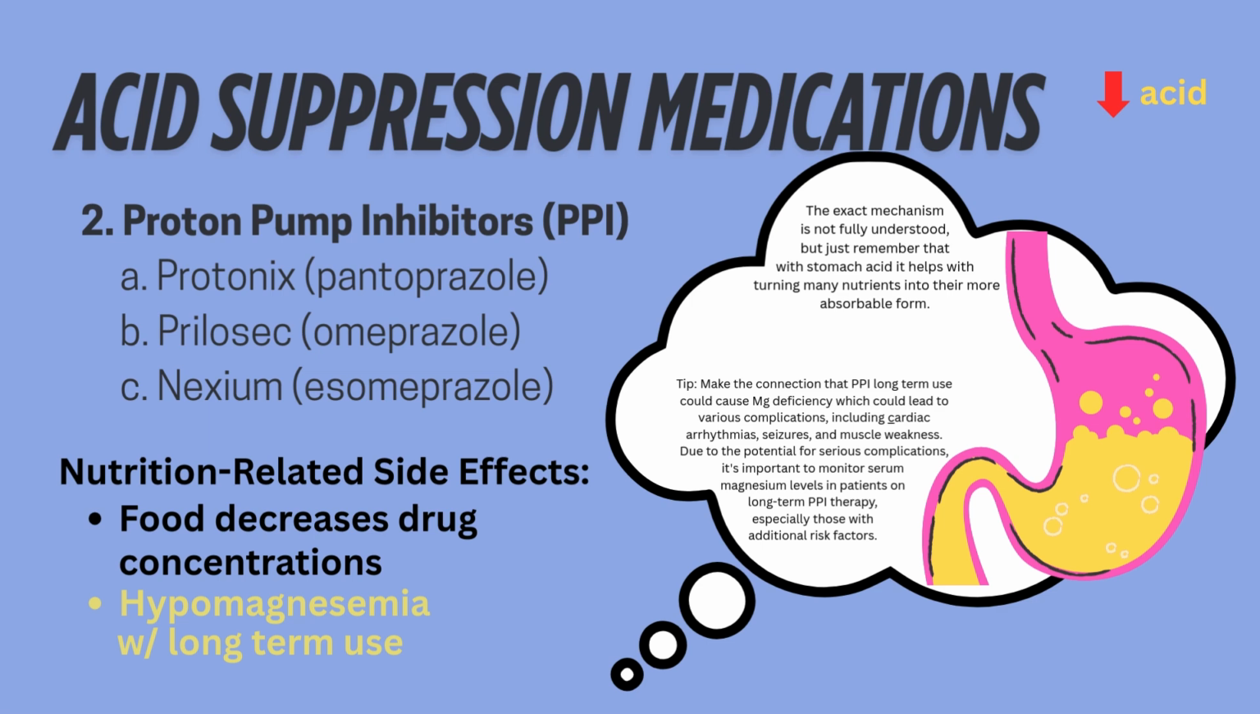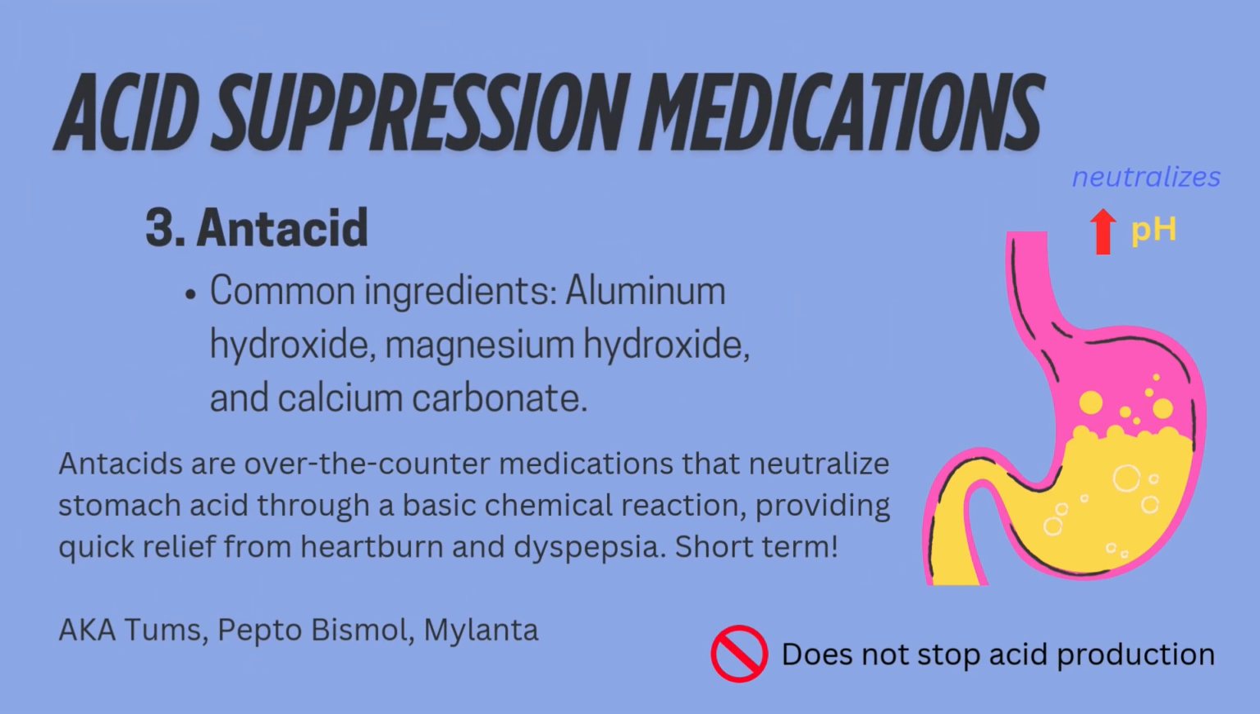Okay, last acid suppression medication, antacids, which are over-the-counter medications that neutralize stomach acid through a basic chemical reaction, providing quick relief from heartburn and dyspepsia. So this is for short-term use, not long-term use. Now, common ingredients we see are aluminum hydroxide, magnesium hydroxide, and calcium carbonate. And we'll see this more commonly as Tums, Pepto-Bismol, or Mylanta.